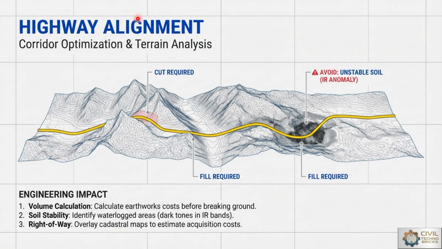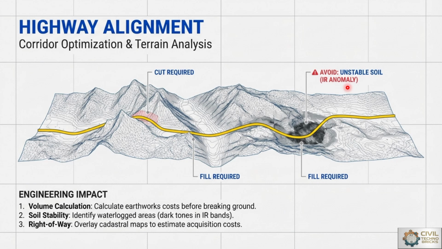Here we see the corridor optimization and terrain analysis. This is the actual digital surface model, or we can say the digital terrain model also. With reference to that we check the hilly regions, we mark the ridge lines and the valley lines, and with reference to the valley line and ridge line we plan to mark the alignment of the roadway or highway. With reference to that we check the cut portion and fill portion, where cutting is required and filling is required, which will be marked with reference to that alignment.